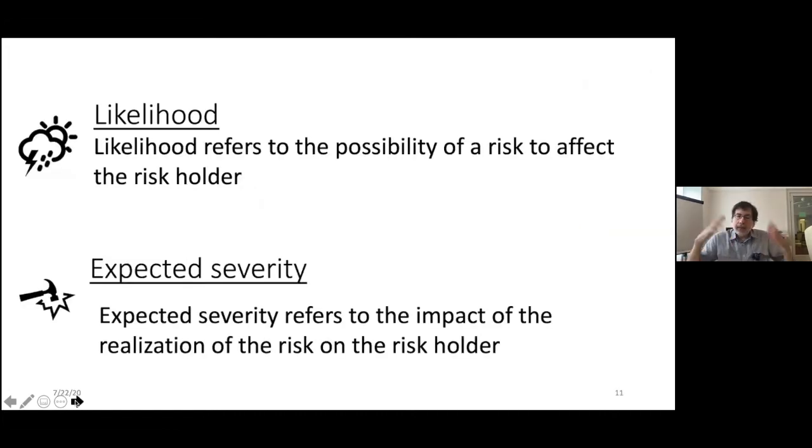So when we look at risk, we constantly look at two angles. We said likelihood, that's the probability, the possibility that the risk holder, that is the organization or the individual, will suffer from that risk. Likelihood refers to this possibility, while the expected severity refers to the impact of the risk if it's realized on the risk holder. Okay, and the two are quite different.